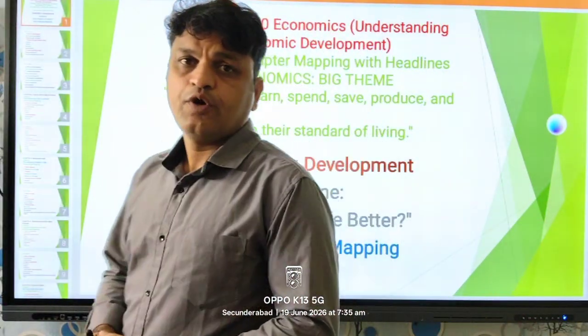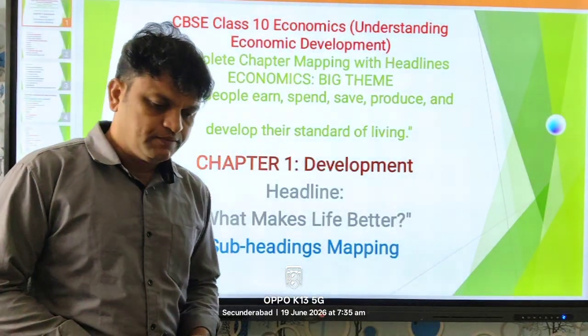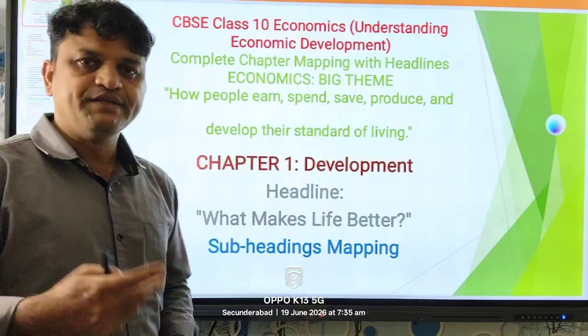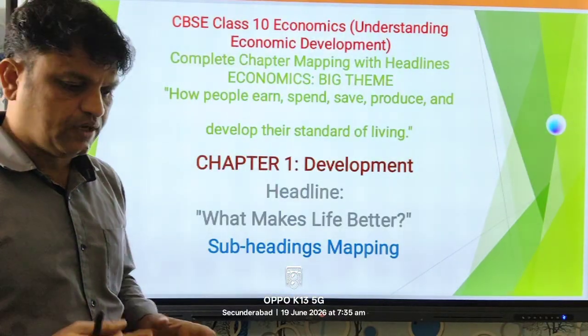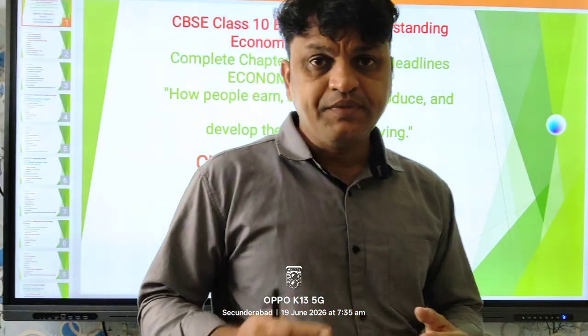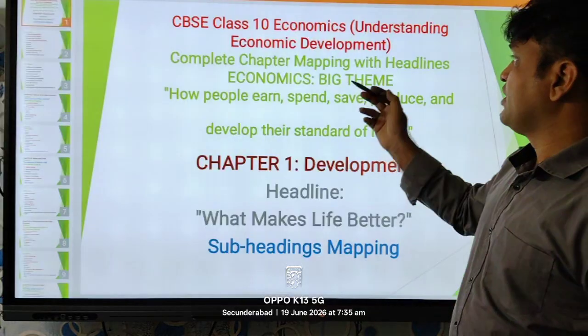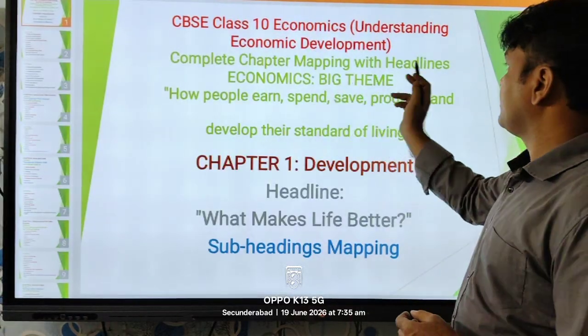In today's video, we are going to map the economics. As you all know, in social science we have four parts: one is history, second is geography, third is political science or DP, and fourth is economics. If you look at the title, it says understanding economic development, so this is complete chapter mapping with the headlines.